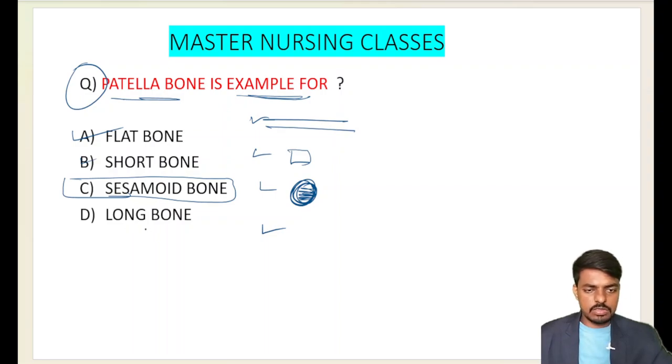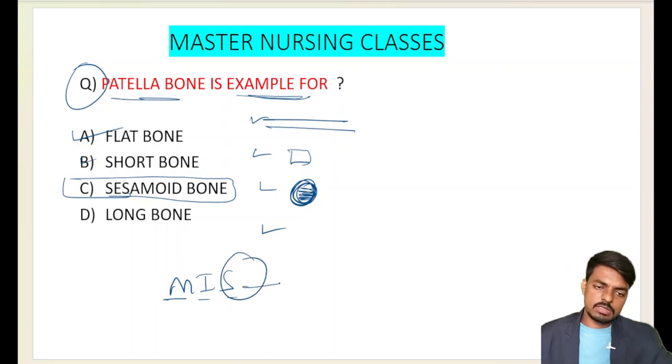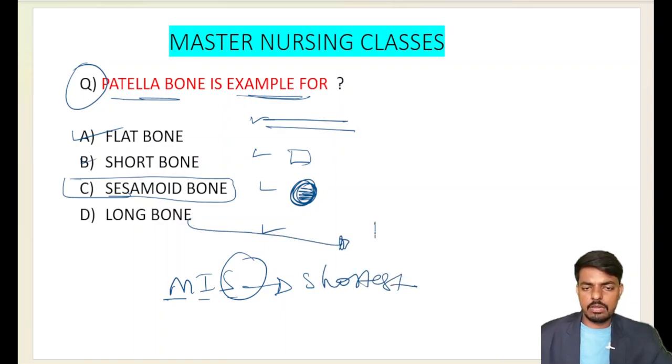Yes, the longest bone is the femur, and the shortest bone present in our body is the stapes of the ear ossicles. In the ear ossicles we have the MIS bones: malleus, incus, and stapes. This stapes is the shortest bone of the body, and the longest bone of the body is the femur. Very important, you have to keep it in your mind. The patella is an example of a sesamoid bone.